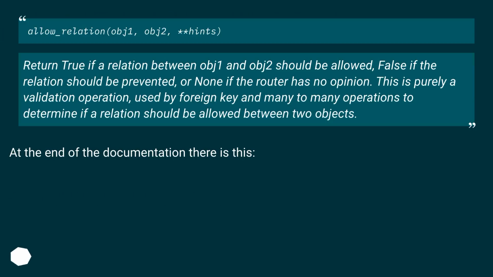allow_relation(obj1, obj2, **hints). Return True if a relation between obj1 and obj2 should be allowed, False if the relation should be prevented, or None if the router has no opinion. This is purely a validation operation, used by foreign key and many-to-many operations to determine if a relation should be allowed between two objects. At the end of the documentation there is this.